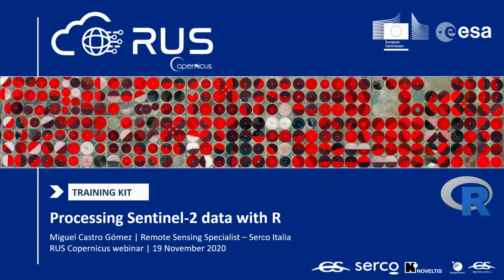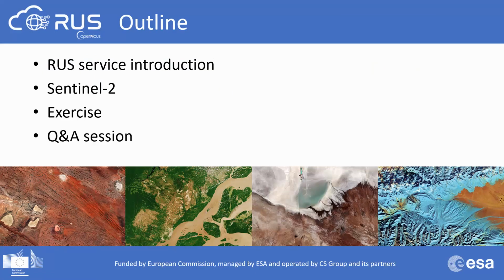Before starting, I would like to share with you the outline for this session. The first thing I want to introduce you is to the RUS Copernicus service, the project that is hosting this series of webinars and with which you might be already familiar. Next, I will briefly talk about the technical aspects of the Sentinel-2 mission to make sure we are all on the same page and that we get the same knowledge about the data we are going to be using in the third point of this session, which is going to be the exercise. For that, I will be using a RUS Copernicus virtual machine to run the code and to explain it to you. At the very end, we will dedicate some time for a Q&A session.